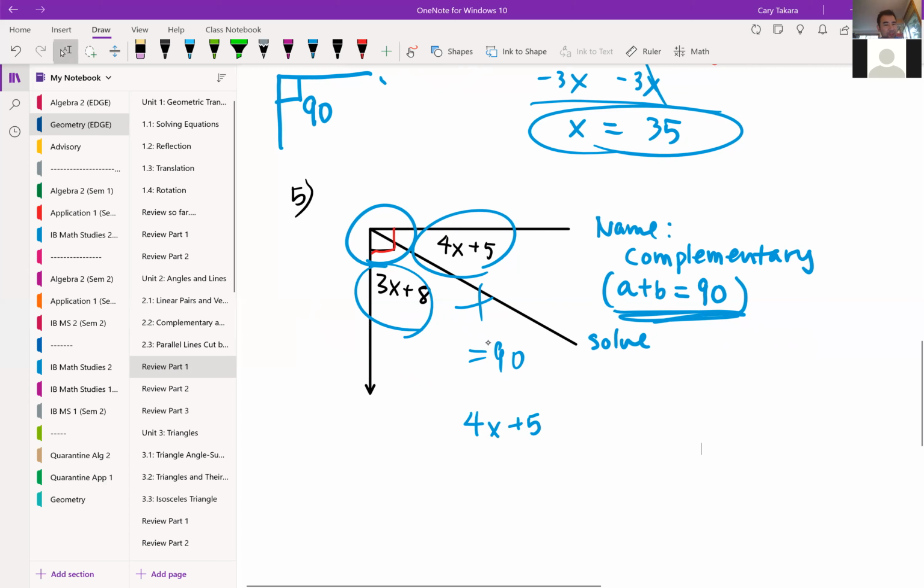Be 4x plus 5 plus 3x plus 8. They're all together equal to 90. Okay. Now let's keep going. What do we do next?